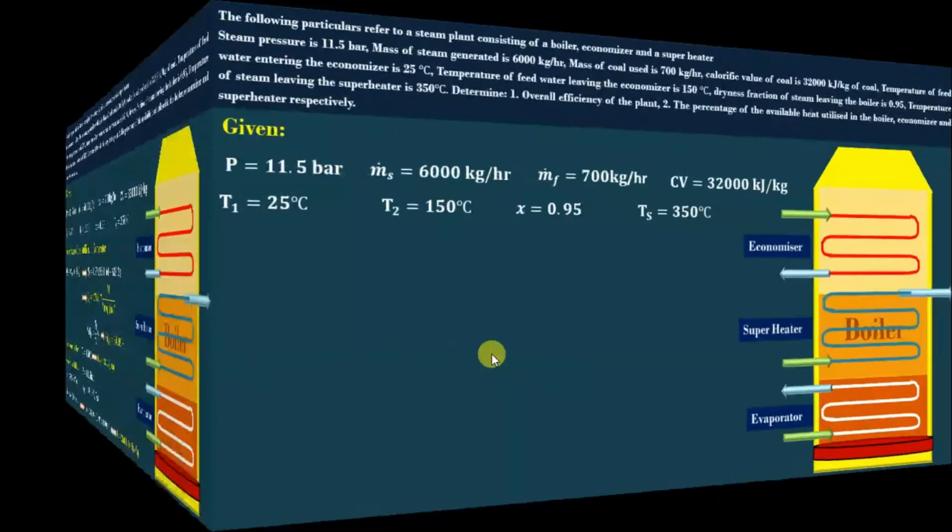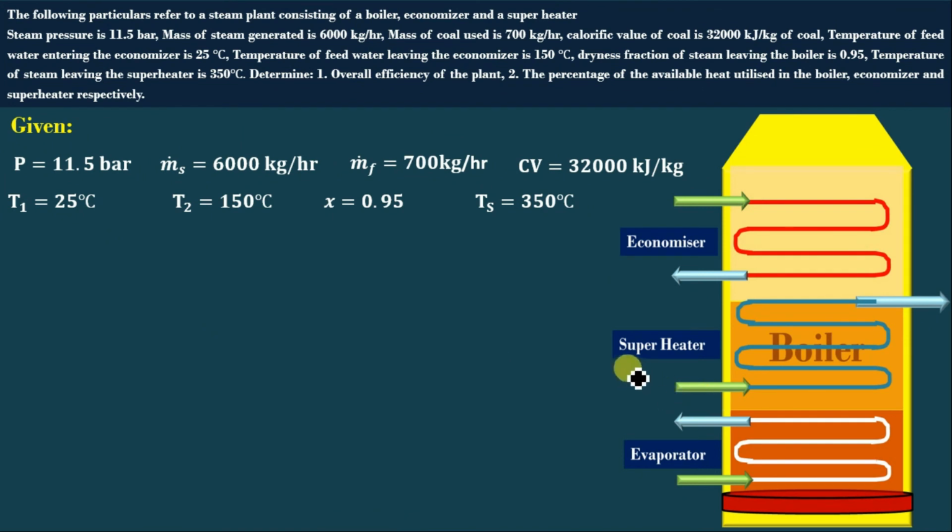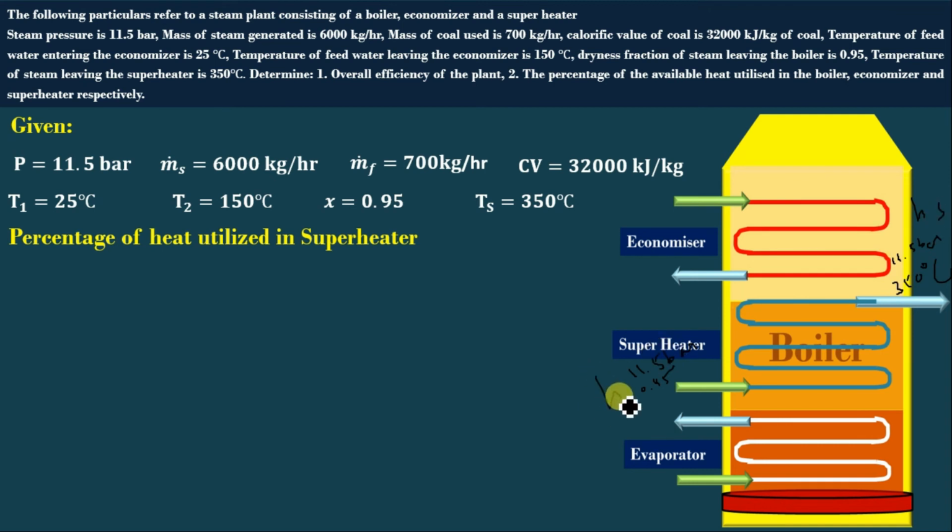Next one we will discuss is the superheater. The inlet of the superheater is 11.5 bar and 0.95 dryness fraction, and the outlet is 11.5 bar and 350 degrees Celsius. To find out the percentage of heat utilized in the superheater, we need to find out the amount of heat available in the superheater. This one we take HS, this one we take H. It is denoted as QS is equal to Ma times HS minus H. Both we found out already.